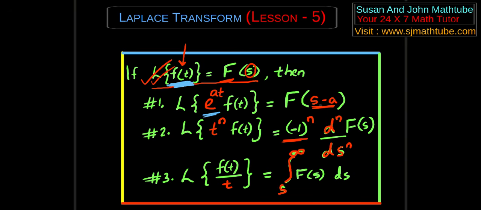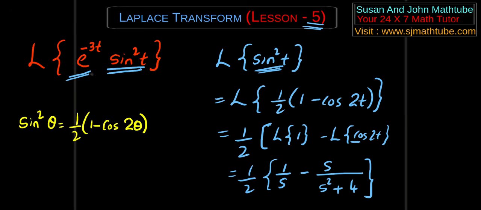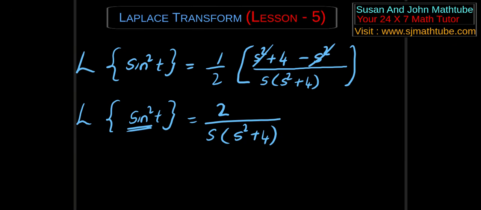Shift it. That is s minus a. Okay, so I'm going to apply that. I know the Laplace of sine square t, but I'm asked to find the Laplace of e power minus 3t into sine square t. So I'm going to write the same thing, because the property is like that.